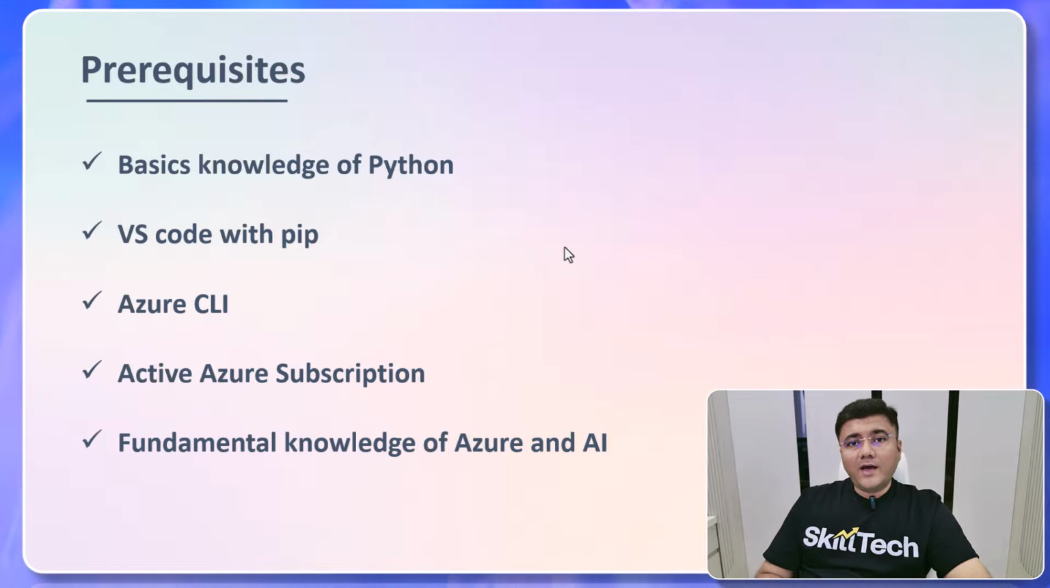Third thing is you need to have Azure CLI, which basically allows you to execute Azure commands in your local development environment. And the fourth one is you need an active Azure subscription. I hope you have an active Azure subscription using which you can configure your Azure AI Foundry projects, and then you can utilize agents associated with that. The last but important thing is I am assuming that you have a fundamental knowledge of Azure Cloud and AI, which is associated with Azure AI services.